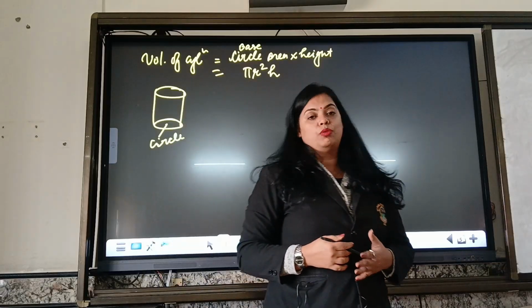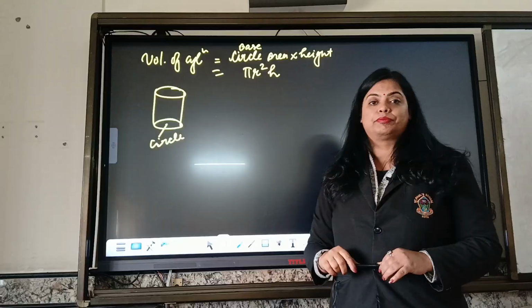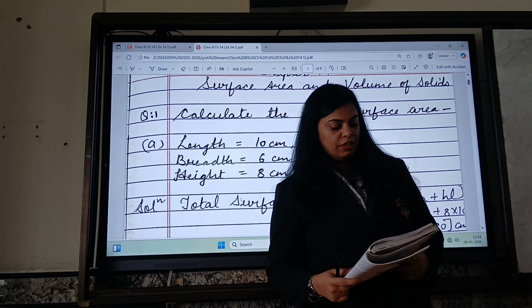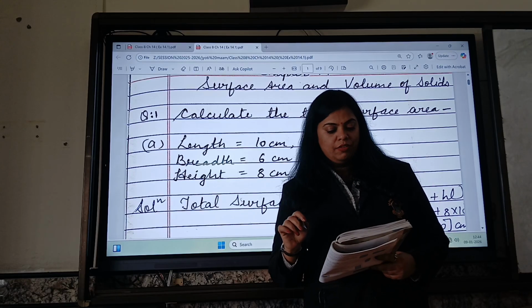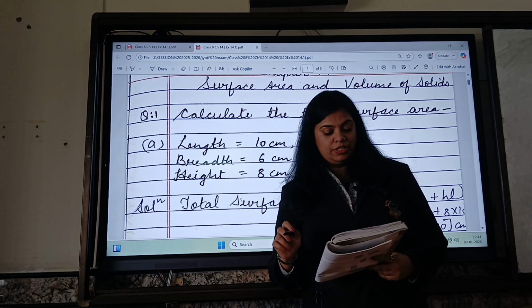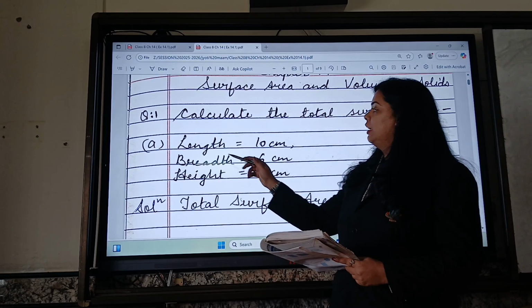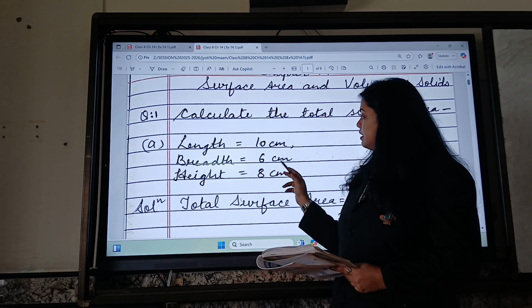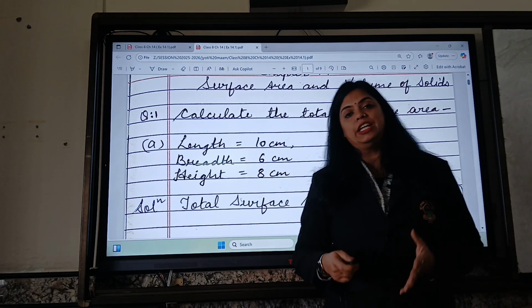And now onwards I am going to start your question answers. In exercise 14.1, the first question has two different figures. In part 1 we have a cuboid where we have to find the total surface area of this cuboid. So I mention here what is given: length is 10, breadth is 6 and height is 8. So which formula do we use to find the TSA of a cuboid?